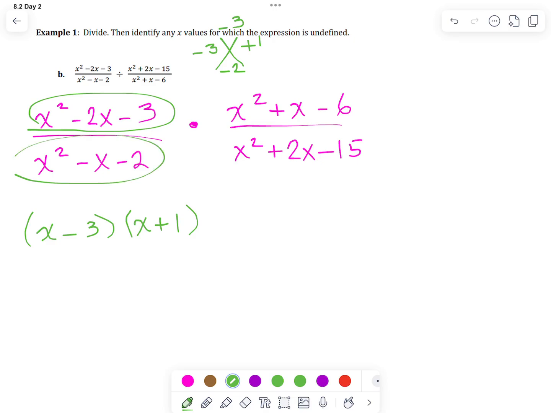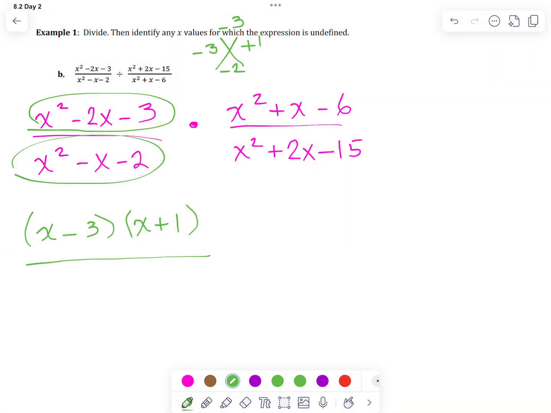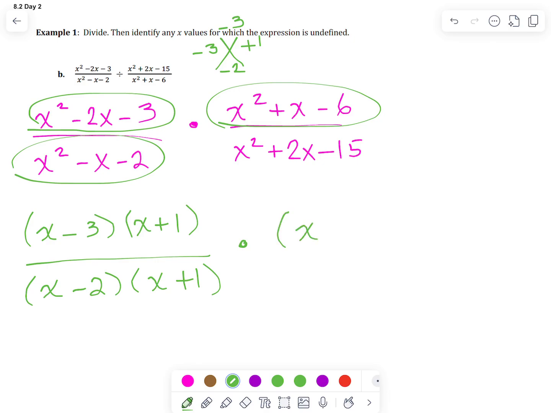Second one, what are the factors of -2 that add to -1? Well, that will be -2 and +1. The next one, what are the factors of -6 that add to +1? And that's +3 and -2.